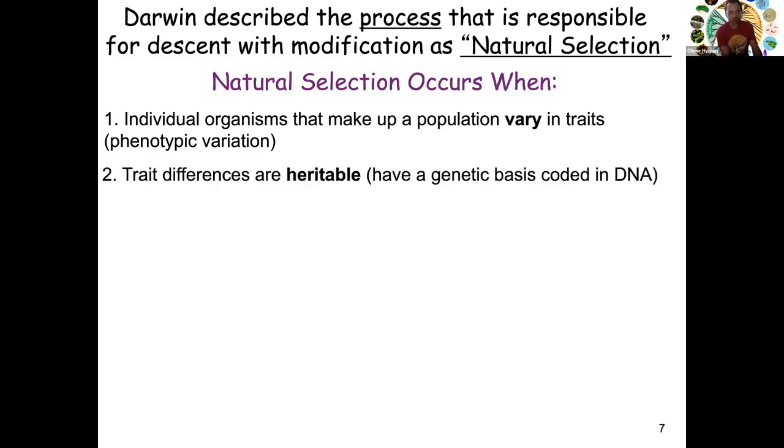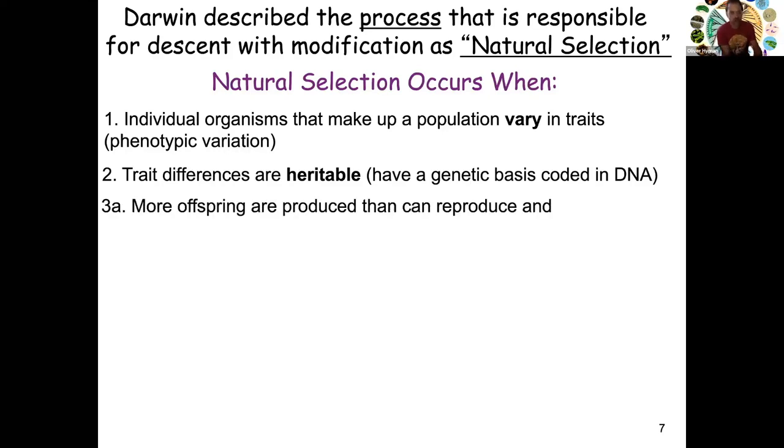Number two, differences in traits. So this phenotypic variation, these traits that vary within a population, need to be heritable. In other words, they need to be passed on from one generation to the next, from parent to offspring. And they've since figured out that there's a genetic basis for these traits. So DNA is how traits can be passed from a parent to an offspring, from one organism to another. That is the way that traits are passed on, or how heritability works.